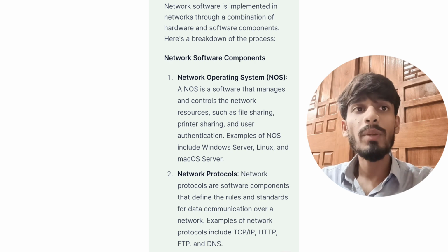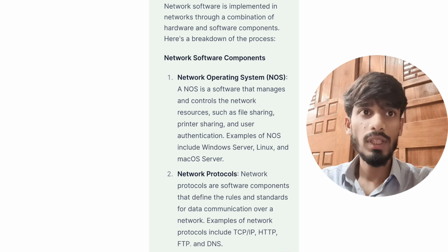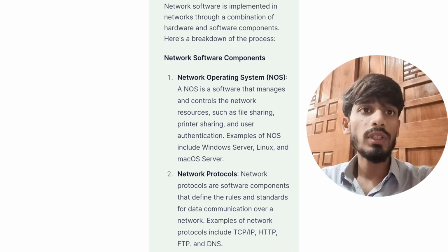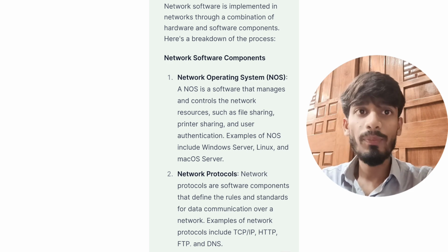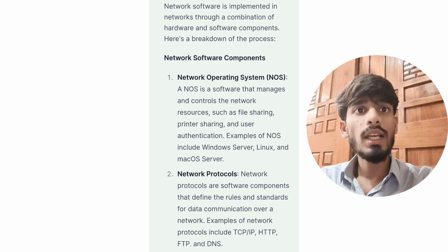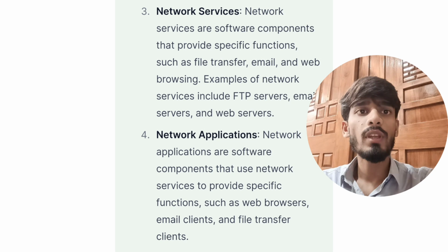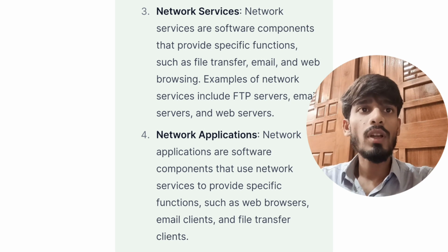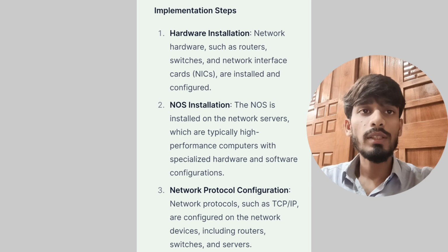Network software is implemented in networks through a combination of hardware and software components. What are the components? There are 4 main components: network operating system, network protocols, network services, network applications. Now, what are the implementation steps involved? First is hardware installation.